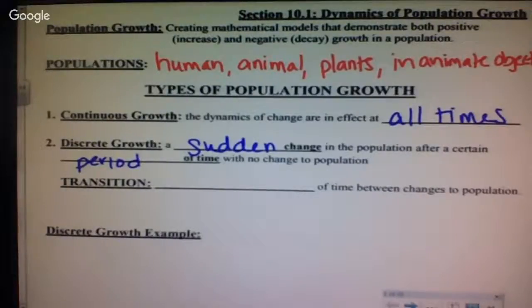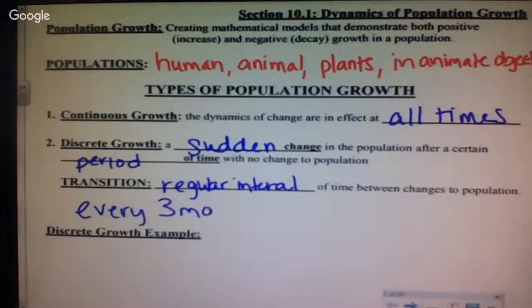Transition is the regular interval of time between changes in population. So, like every 3 months, every year. How often does this happen is your transition?